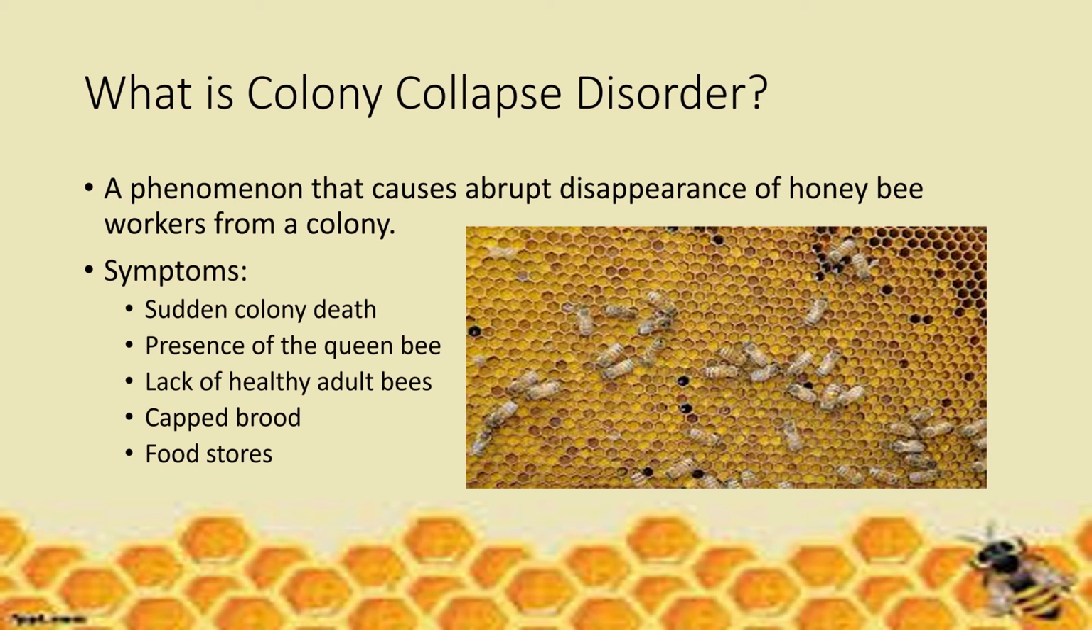CCD is associated with five major symptoms, and these symptoms are sudden colony death, the presence of a live queen bee that's been abandoned in the colony, a lack of healthy adult bees, the presence of capped brood that have been abandoned, and food stores. And I want to bring this up, that colony collapse disorder is characterized by these five symptoms.